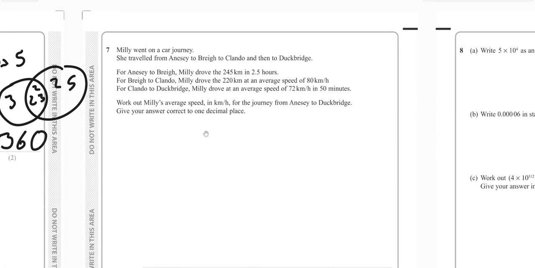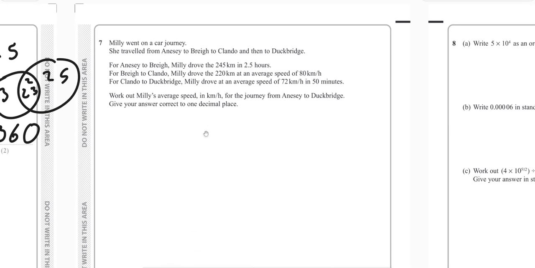Okay, Millie went on a car journey. She travelled from Annecy to Bray to Clando, then to Duckbridge. From Annecy to Bray, Millie drove 200 in that time. Then she drove at an average speed of that. Then she drove at that. What is her average speed? So for average speed, we need the total time and the total distance.